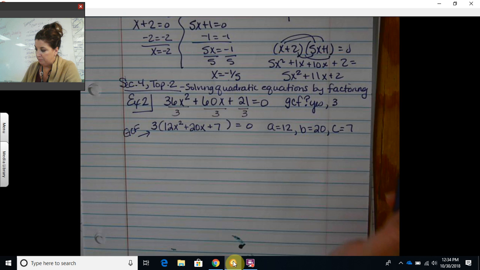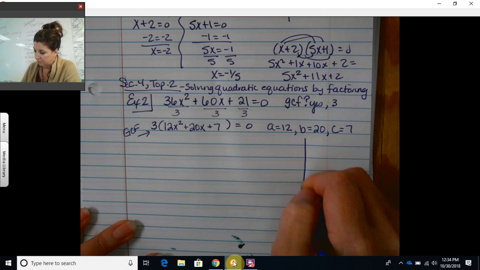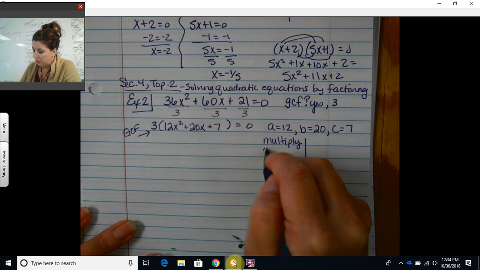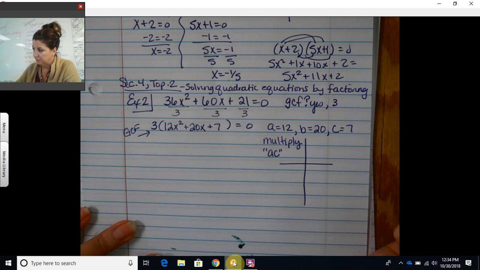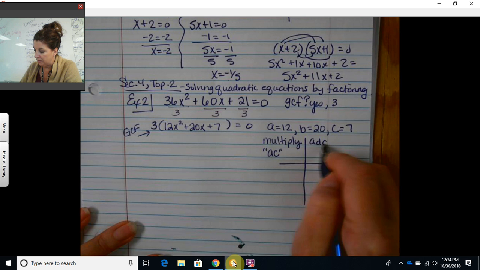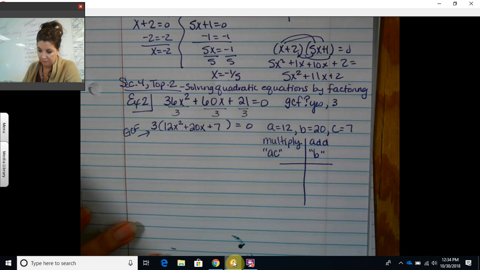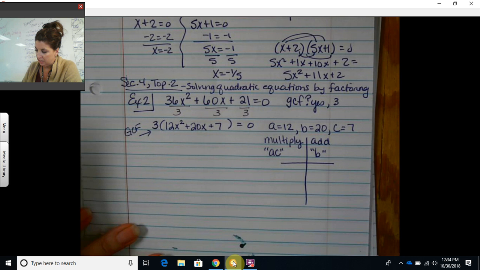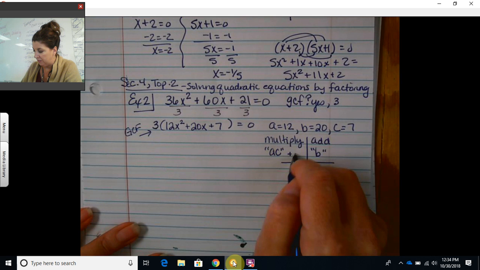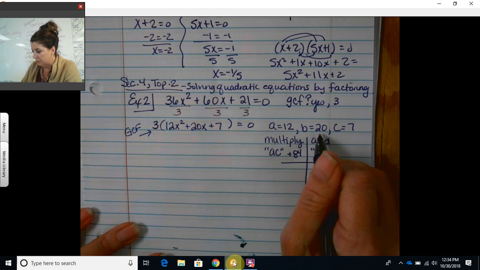Make your little T-chart. And on the left, you want 2 numbers that multiply together to give you A times C. And on the right, you want 2 numbers that add together to give you B. Okay, so let's see what A times C is. So A is 12, C is 7. So 12 times 7 is 84, and that's a positive 84. And B is positive 20.